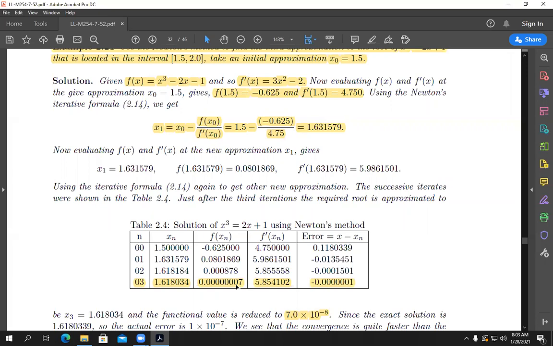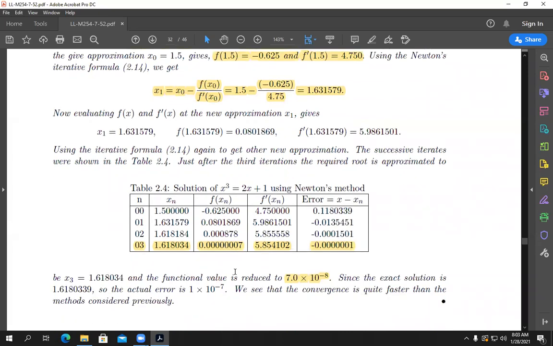So that's the beauty of this method. If Newton method converges for the simple root, it converges very fast. You can see with just the 3 approximations, the exact error or actual error, same thing, is of 10 minus 7 accuracy. 10 minus 7 accuracy is one of the best accuracies we have in numerical methods, and we just got it after the third iteration.